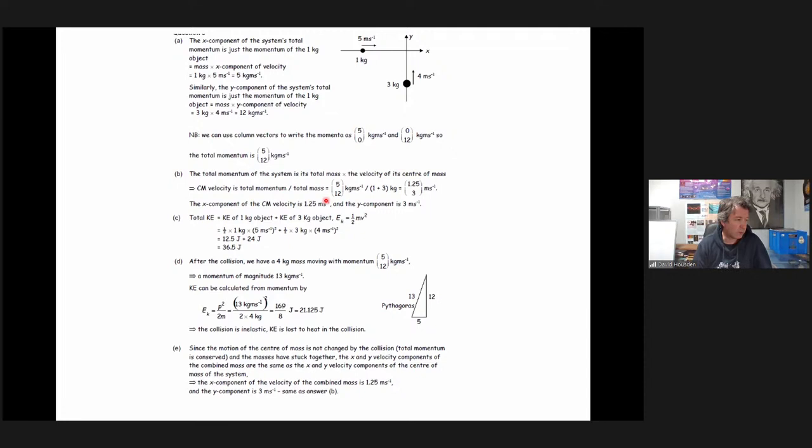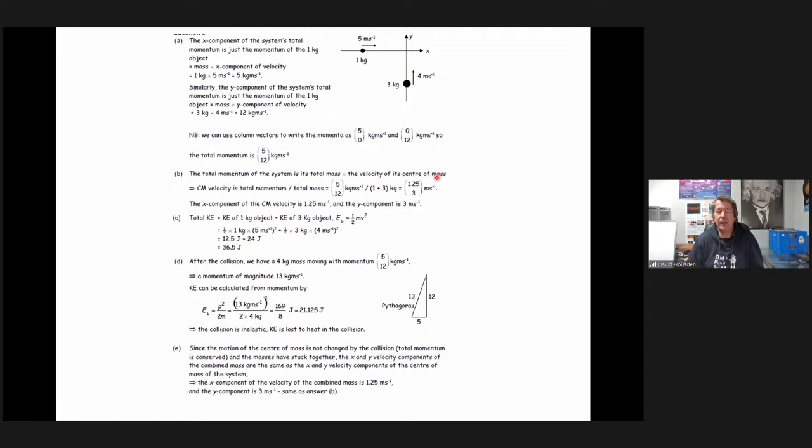So how do we work out the total momentum? I'm just going to go back to this because I was seeing a comment there. The total momentum of the system is the total mass times the velocity of the center of mass. That's a definition. The velocity of the center of mass is not one of the relationships you're given on the formula sheet. It's something that you do need to know.